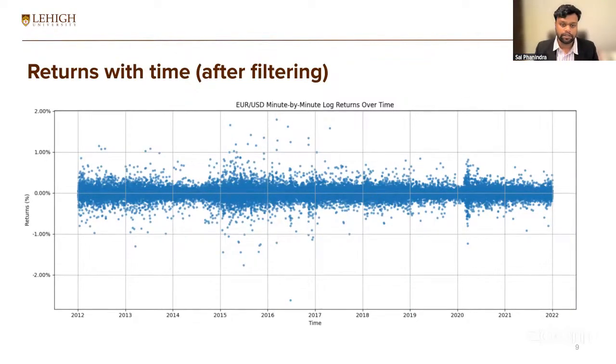And if you see, this plot represents the returns over the time 2012 till 2022. And these returns hover between +2% and -2%. Next slide, please.